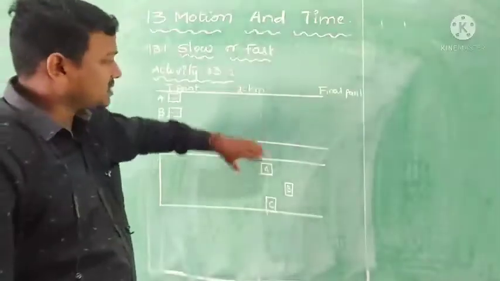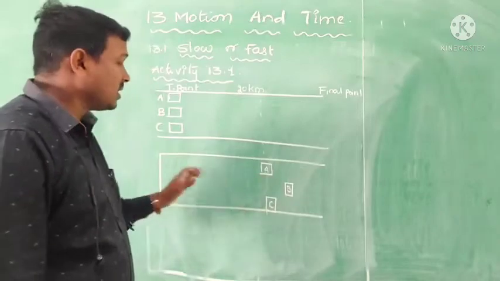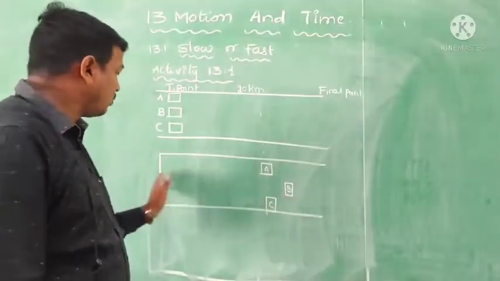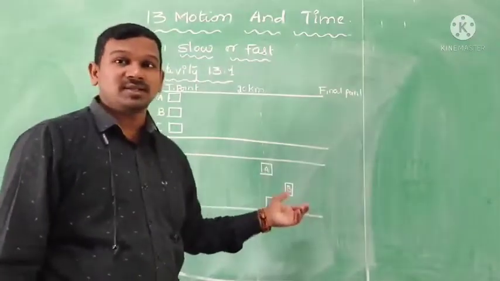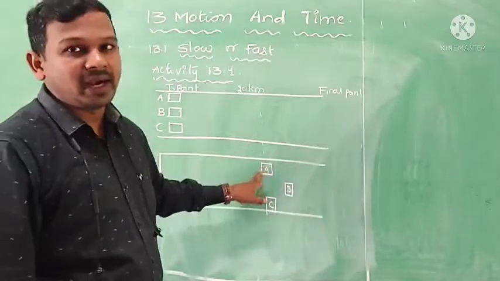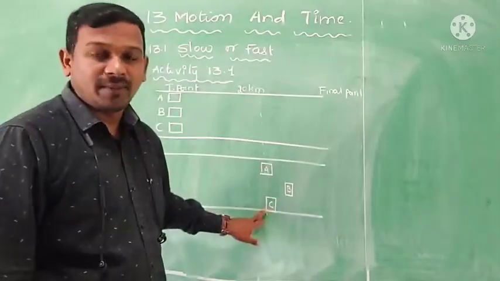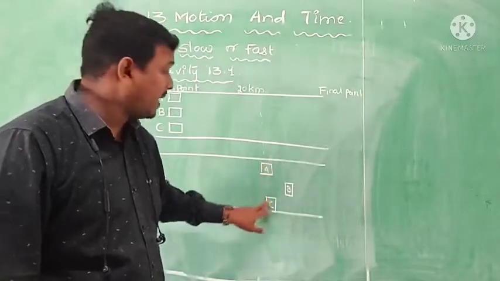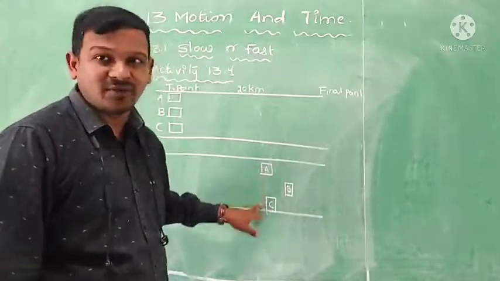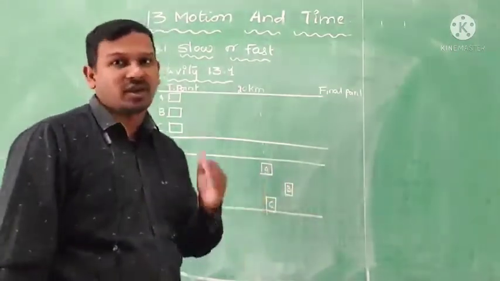After 30 minutes, which car is going very fast? In 30 minutes, body B has covered more distance, so we can say this body is going very fast. A and C are both going in the same way, and compared to B they are slow. We can say these are also going fast, but compared to B, A and C are going very slow.